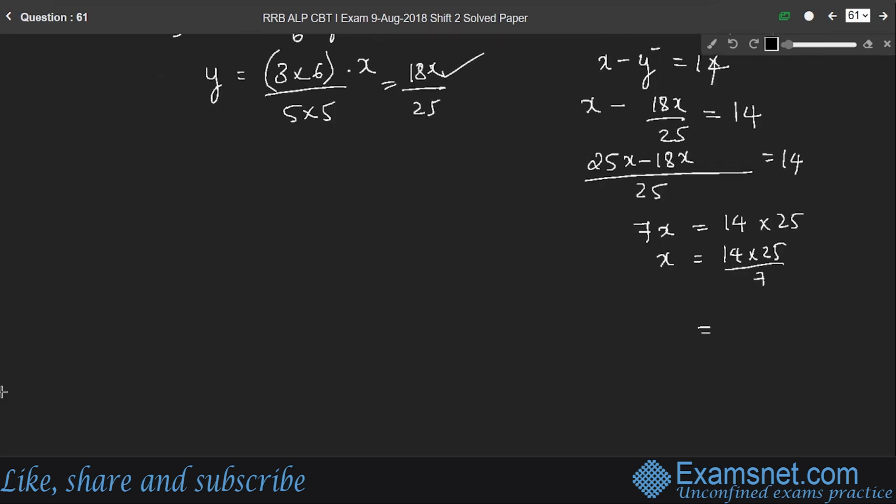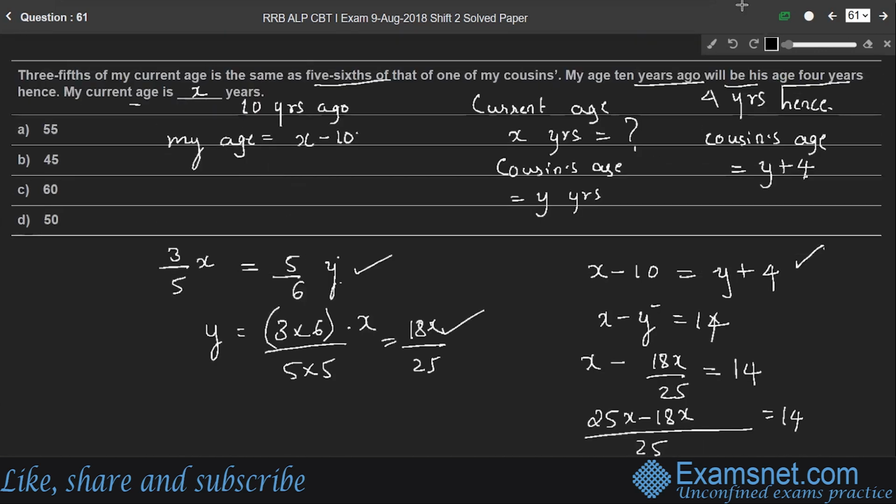So 7 into 2 is 14. So 2 into 25 is 50, right? The value of x is 50, which is my current age, right? So the value of x is 50 years. My current age is 50 years. Option D is the right answer.